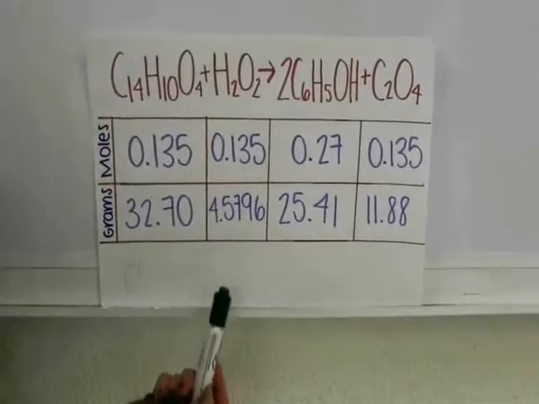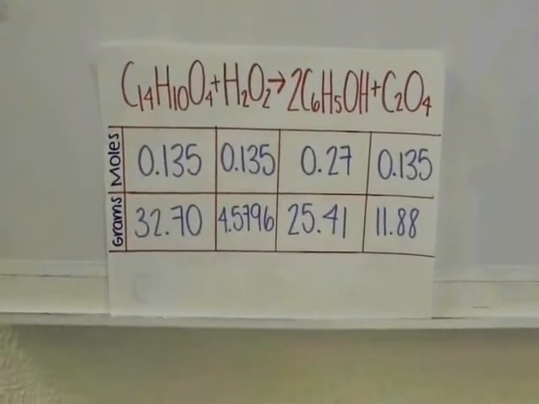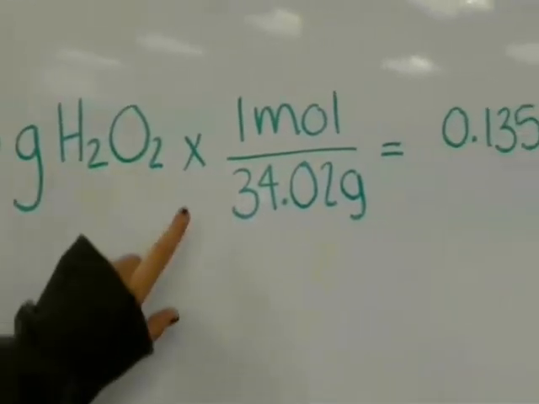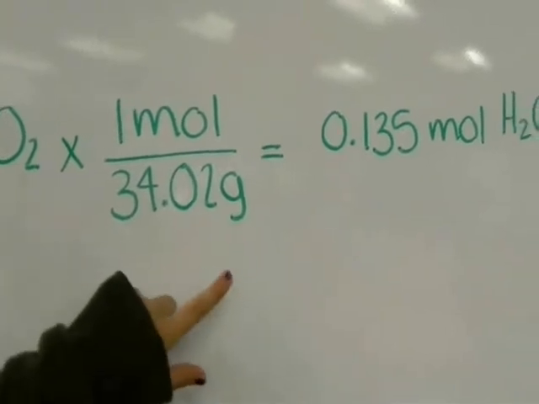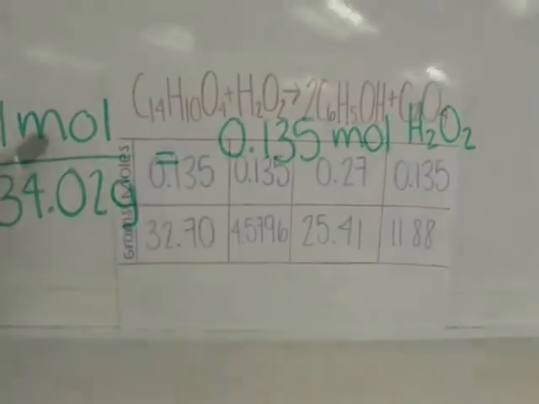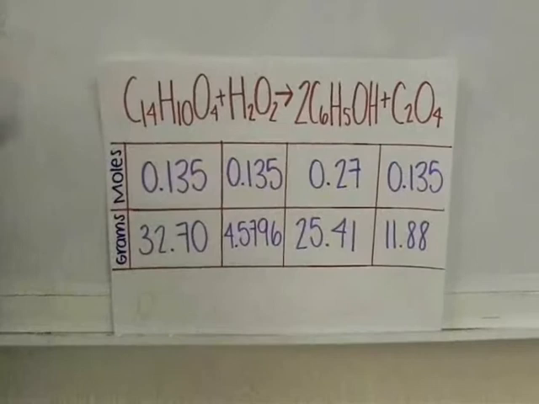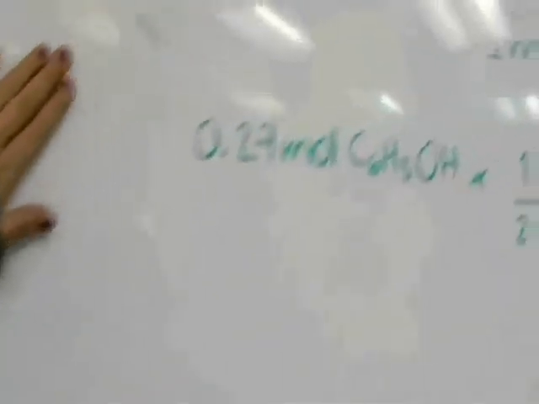We use 4.6796 grams of hydrogen peroxide in order to create this reaction. To convert it to moles, we use the formula: the grams of hydrogen peroxide used, divided by the molar mass, and we get 0.135 moles of hydrogen peroxide. In order to obtain the grams and moles of the other reactants, we use the same conversion factors seen here.